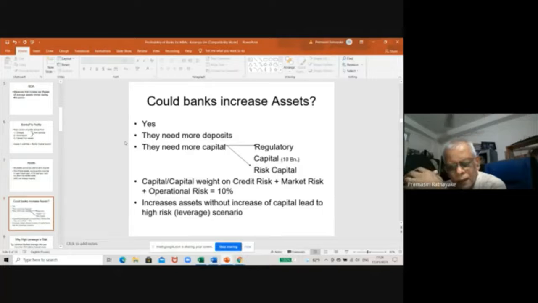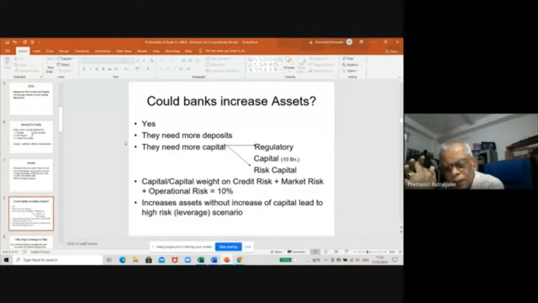Could banks increase assets? Yes, it could. There need to be more deposits. To increase assets, there should be a way to finance the increased asset. They need more deposits, or else they need more capital.